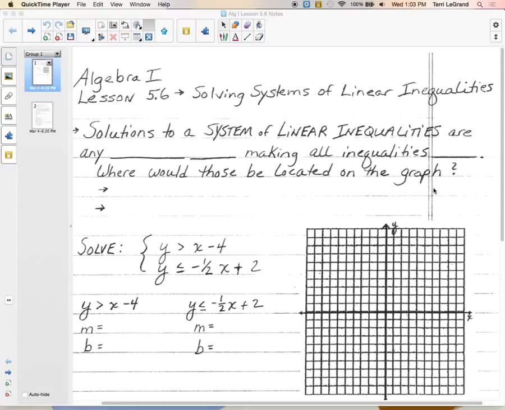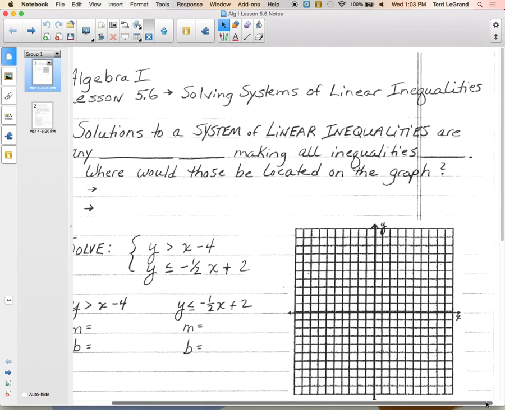Moving into solving systems of linear inequalities. This is going to be different than it was when we were solving systems of equations and we were just looking for an intersection point. These are going to have several solutions, and we're going to have to show it with a graph.